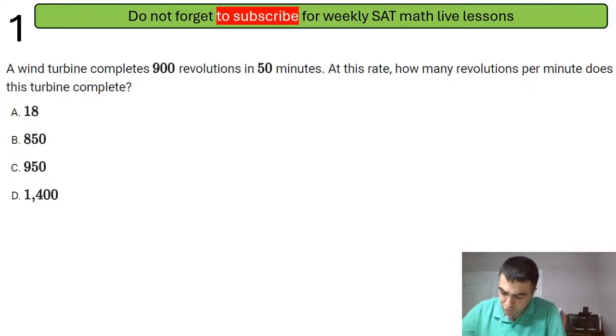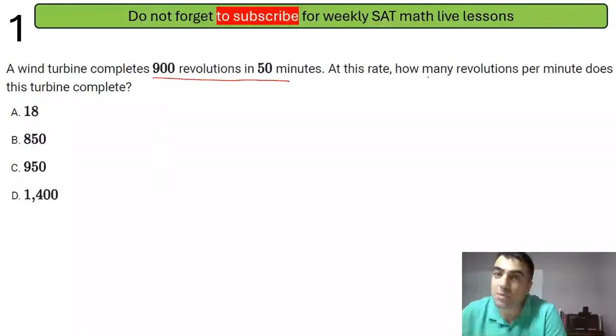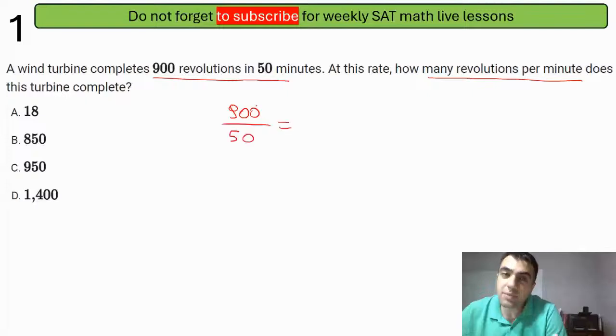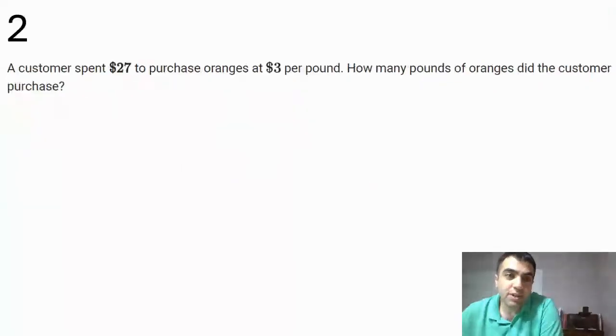Okay, let me solve the first question. I see no one has solved it. I want to find how many revolutions per minute. So we should divide by 50, right? We can cancel out these zeros, and this is 18. The correct choice is A. Okay. Next question.